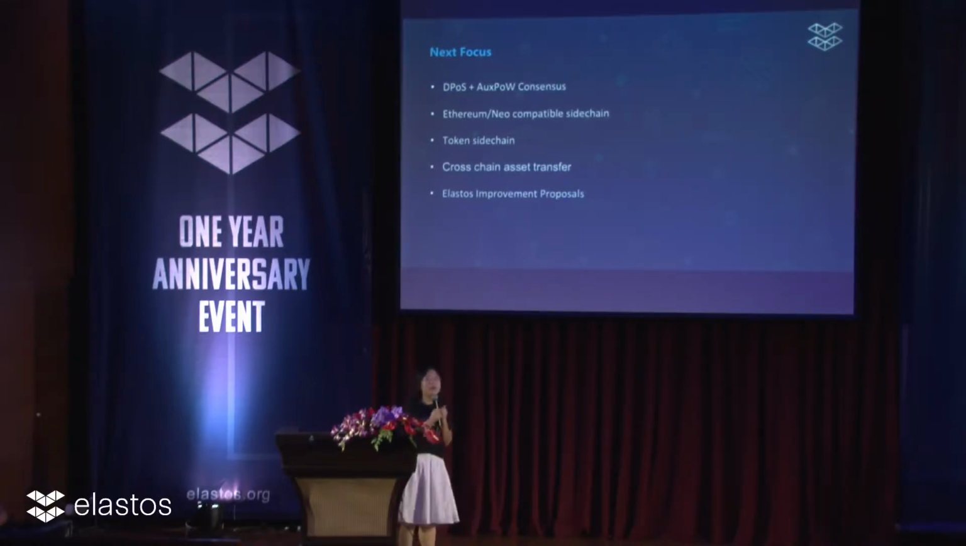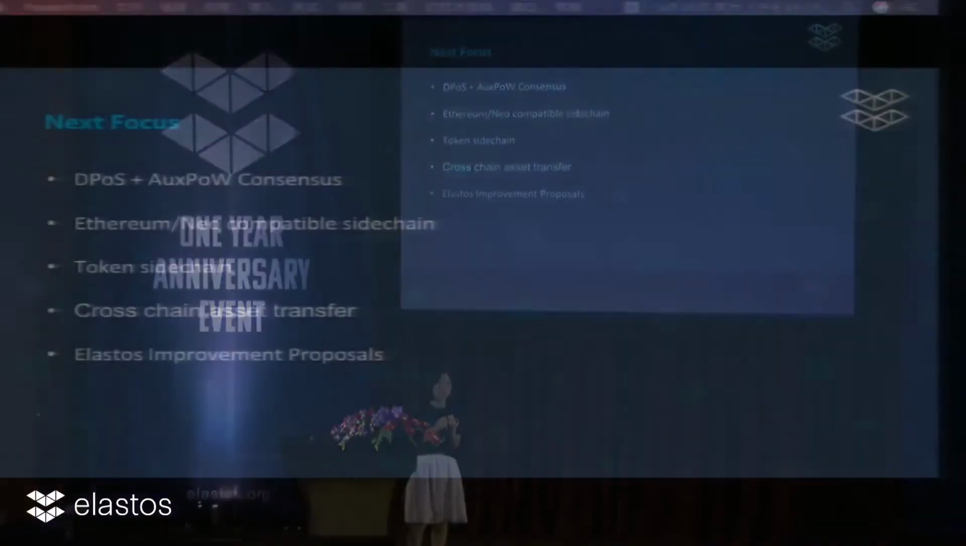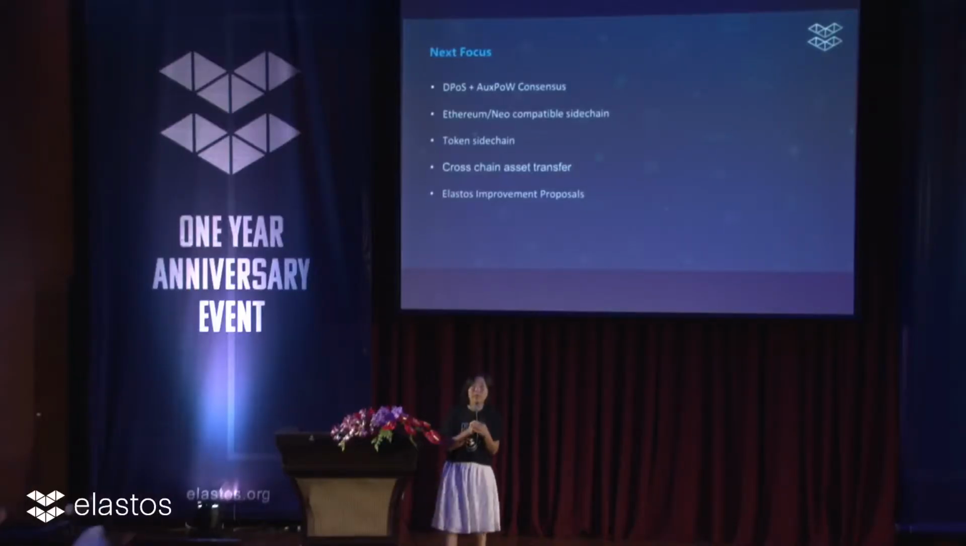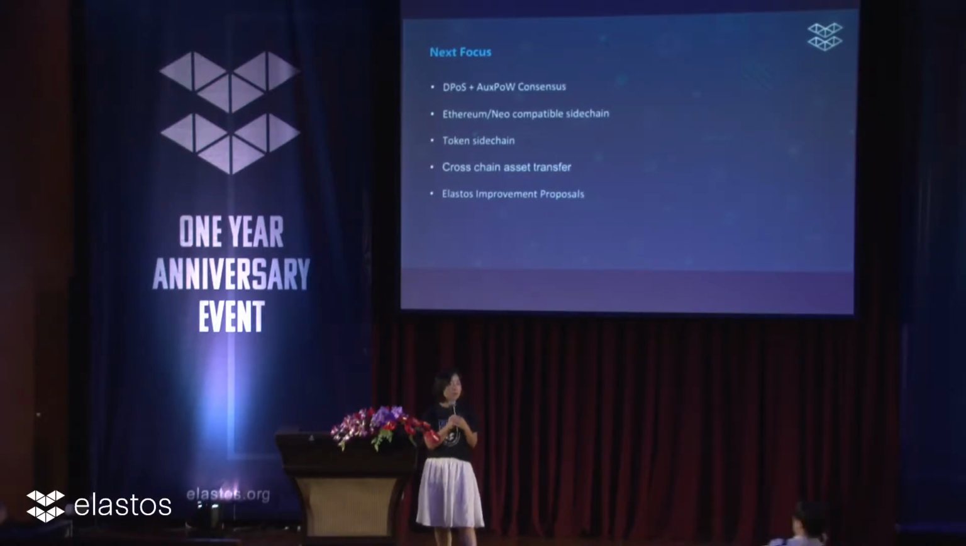Besides that, we are right now working on the Ethereum and NEO compatible smart contract sidechains, which means all the Ethereum DAPPs and the NEO smart contracts are able to run smoothly in Elastos sidechains. Token sidechain, which I mentioned just now, means that either a DAPP or an Elastos ecosystem project can issue their own tokens inside the Elastos ecosystem. We are also working on the cross-chain transfer technology. This means that the tokens issued in an Elastos sidechain can easily be exchanged with ELA.